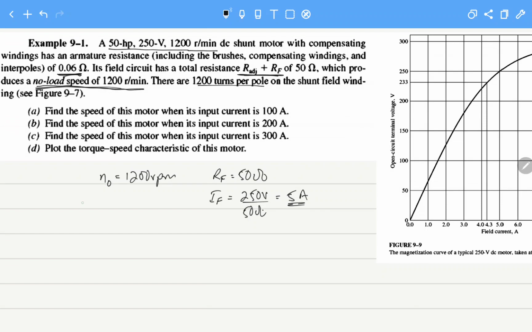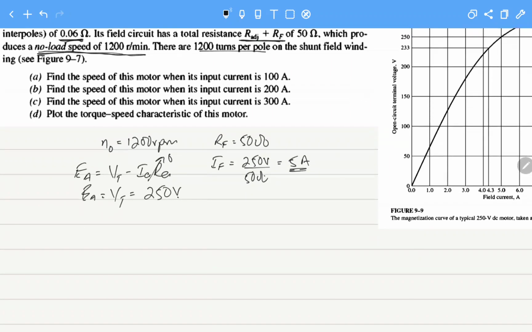So this means that when our motor is rotating at no load, it is drawing no current. So IA is 0, and EA equals the terminal voltage, which is 250 volts. So the terminal voltage will be the voltage that will be generated.